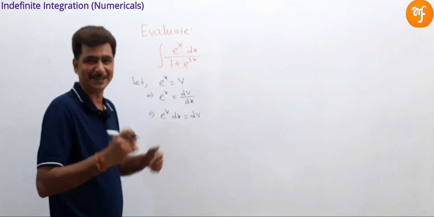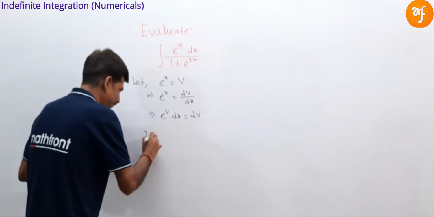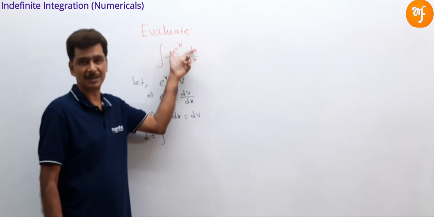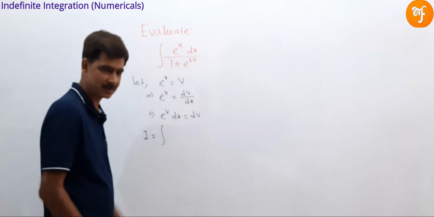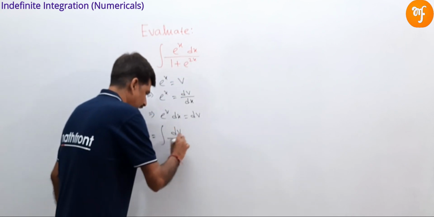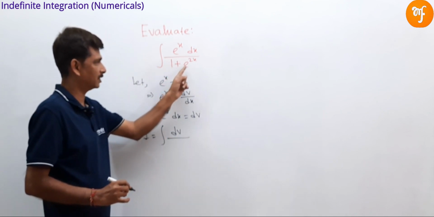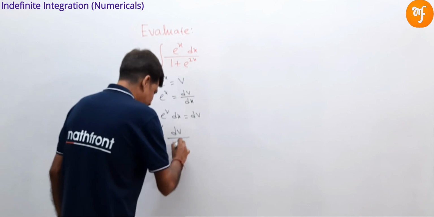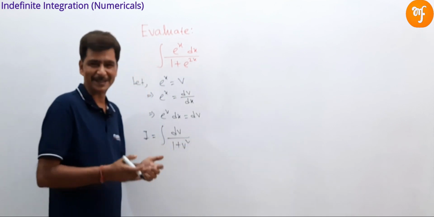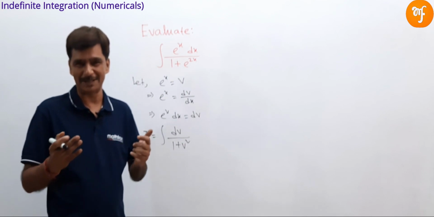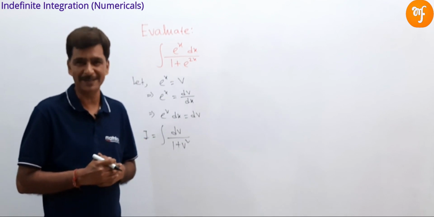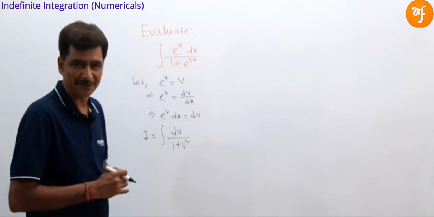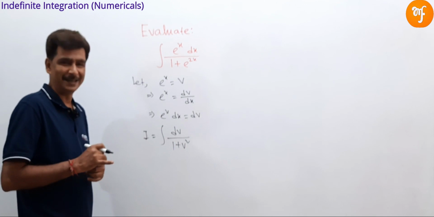Okay. Now what is the integration? The integration becomes I is equal to the integration of, instead of this e to the power x dx at the numerator, we can directly write dv, and the denominator 1 plus e to the power 2x, that is 1 plus v square. So this is 1 plus v square. Now it is the standard form of the integration of dx divided by 1 plus x square, that is tan inverse of x. So the integration of dv divided by 1 plus v square will be tan inverse of v plus c, where c is the integration constant.